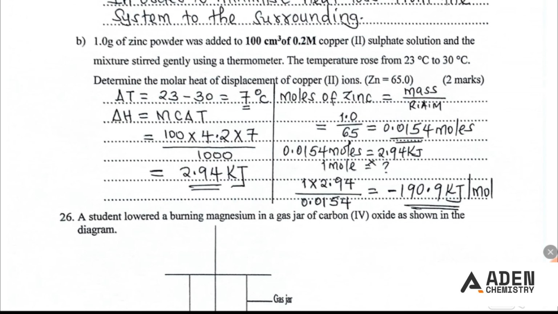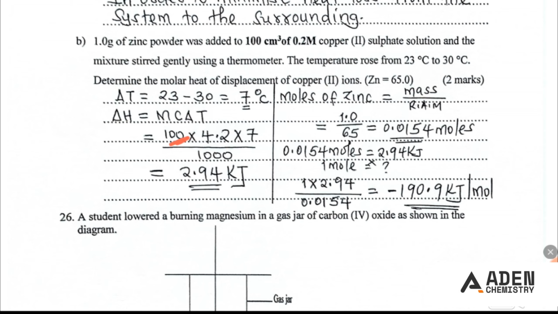So for part B, first of all, we have to get the temperature change the way we have said. So 23 minus 30, we are going to get -7 degrees Celsius, but we are not going to show the negative sign. We are going to show the negative sign when we are writing the molar enthalpy of displacement. So next, we have to get the enthalpy change. The formula is MC delta T.